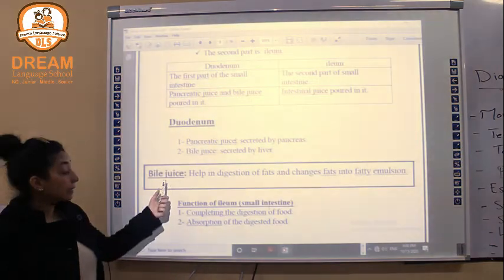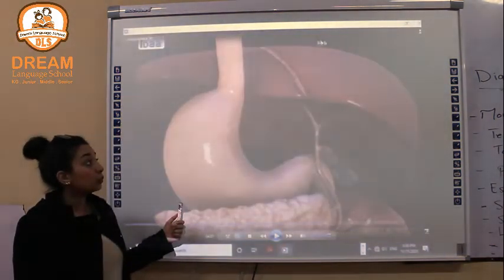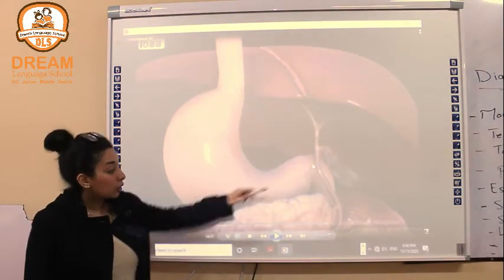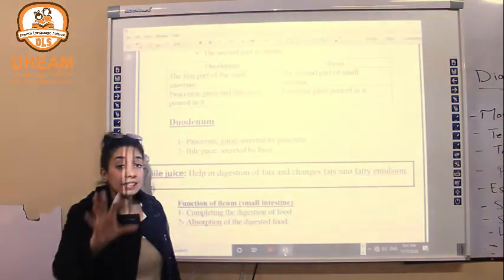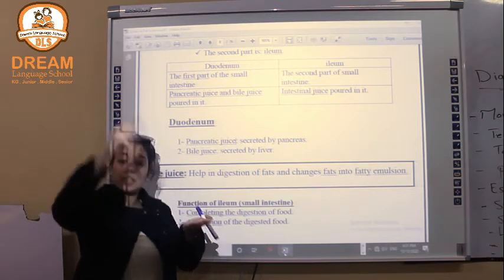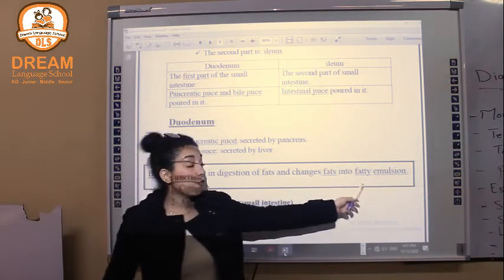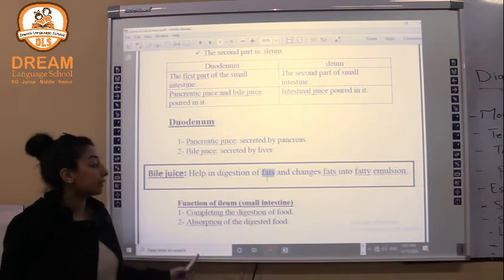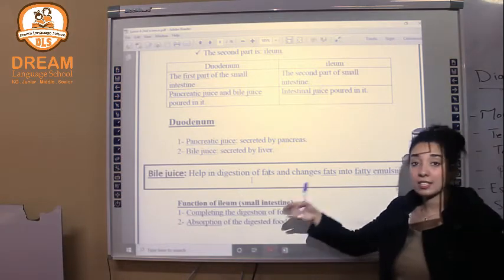Okay, we will take now the function of the bile juice. What does the juice that the liver secreted do? The bile juice will be poured in the duodenum. It will take the fats, the big fats, and break them into smaller pieces, which is called fatty emulsion. So the bile juice helps digestion of fats. It's very important, this one.